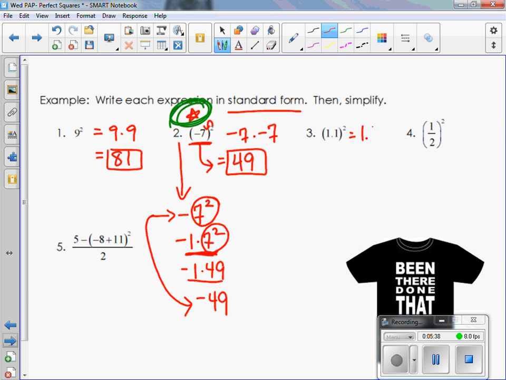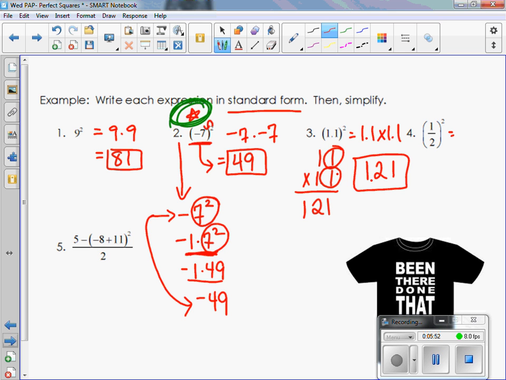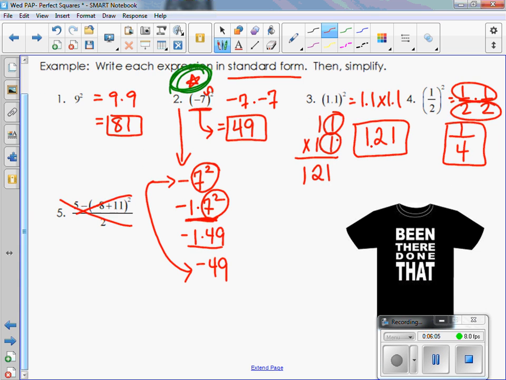So this one's going to be 1.1 times 1.1. So 1.1 times 1.1, that's really just 11 times 11, which is 121. But there should be 2 decimal places in my answer. This one means 1/2 times 1/2, which remember when we multiply fractions, we multiply the top, multiply the bottom, and simplify if necessary. Okay? Then we're going to skip that one for now.